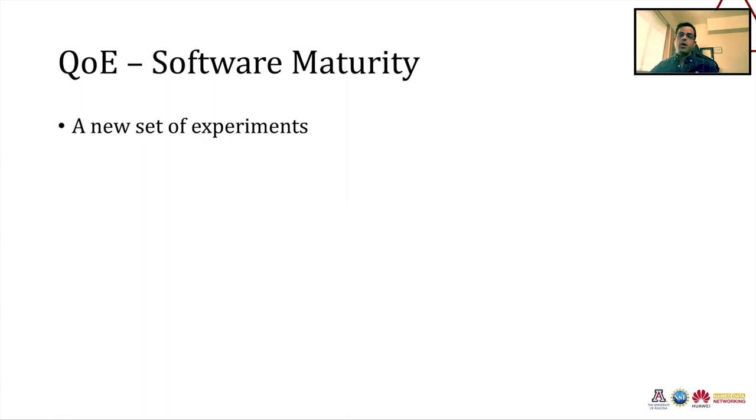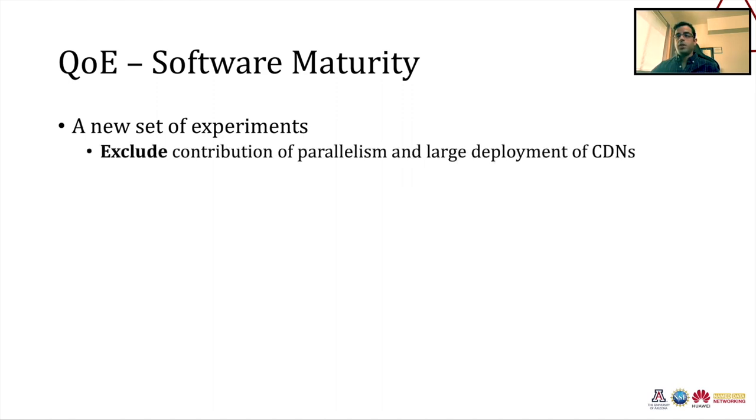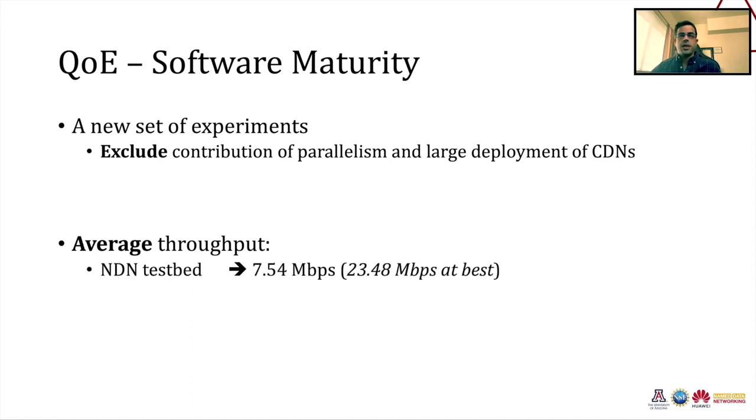To roughly quantify the performance of the software implementation on Akamai, Fastly, and NDN testbed, we ran a separate set of experiments to exclude the role of parallelization and large deployment of Akamai and Fastly. But here, for the sake of time, I'm just going to report the results without describing the setup for this new set of experiments. We confirmed that NDN testbed provides end users with a throughput on average of only 7 megabit per second and 23 megabit per second at the best.